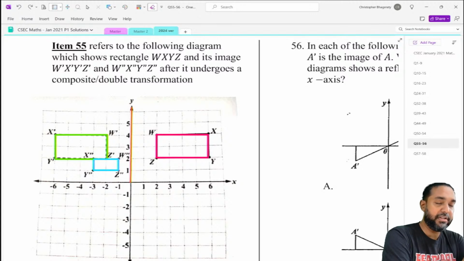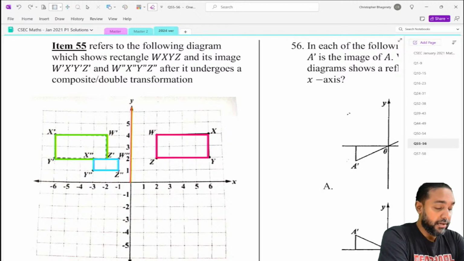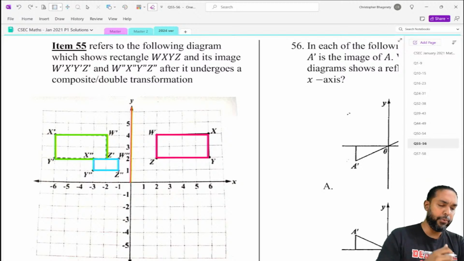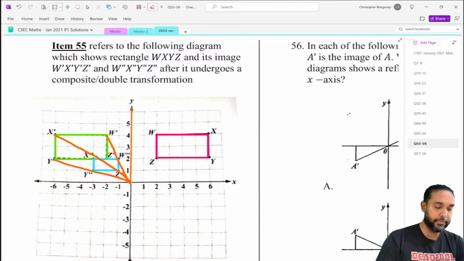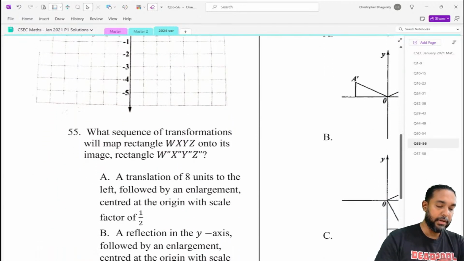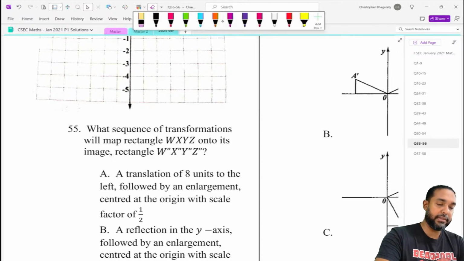But then from green to blue, what do you notice about green to blue? Did it get bigger or smaller? It's smaller. So it's an enlargement with a negative scale factor, right? Sorry, no, not negative, a fraction. My bad. And most likely, center being 0, we could probably join the corresponding vertices and see that the lines pass through the origin.